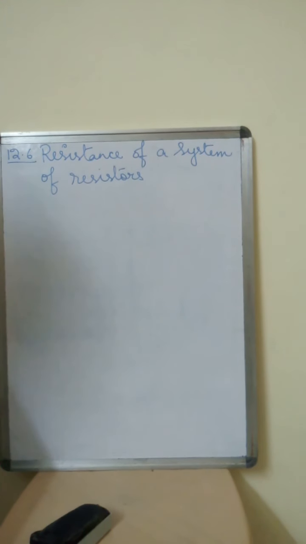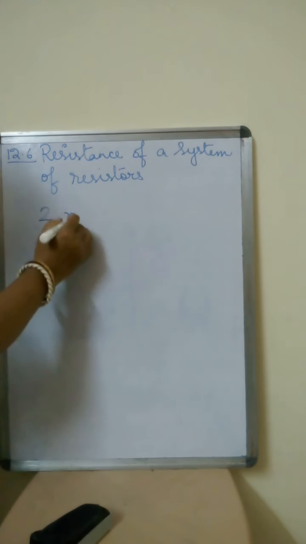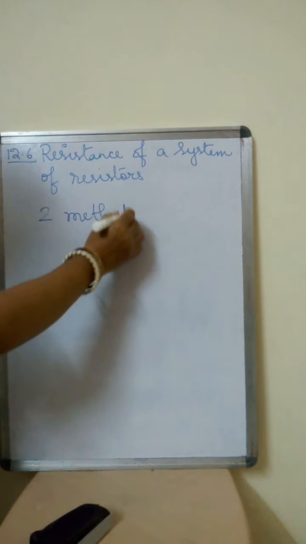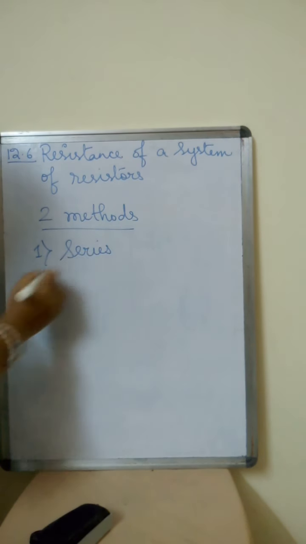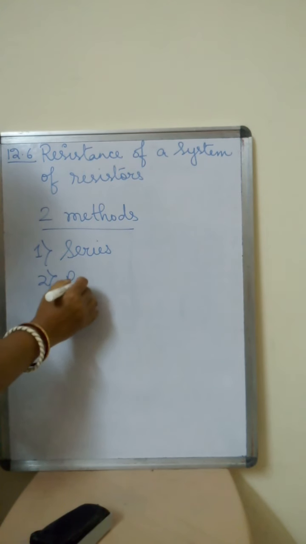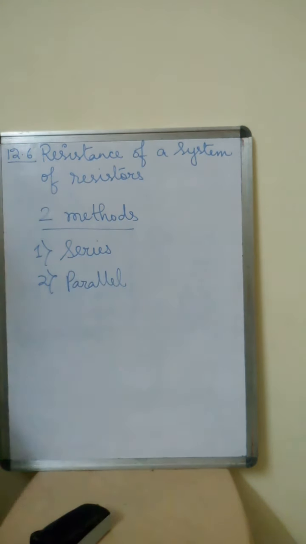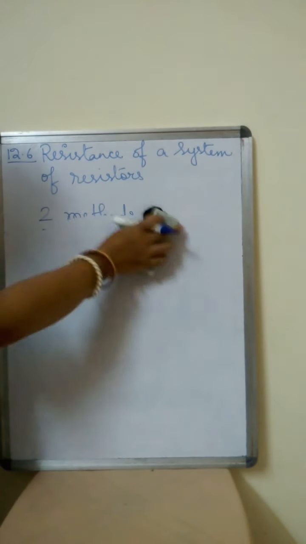We come to the next subtopic 12.6, which is resistance of a system of resistors. Now here we will be studying the two methods of joining the resistors together. There are two methods of joining the resistance together. One is the series method, the other one is the parallel method. So first we will take up the series method.